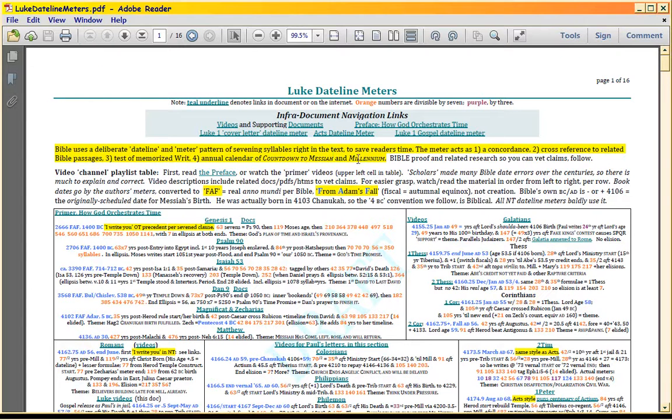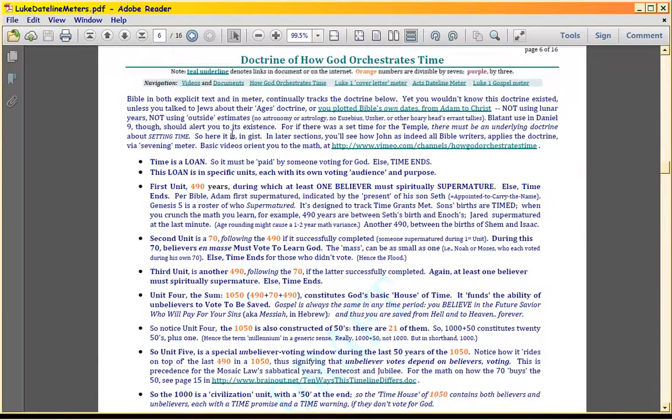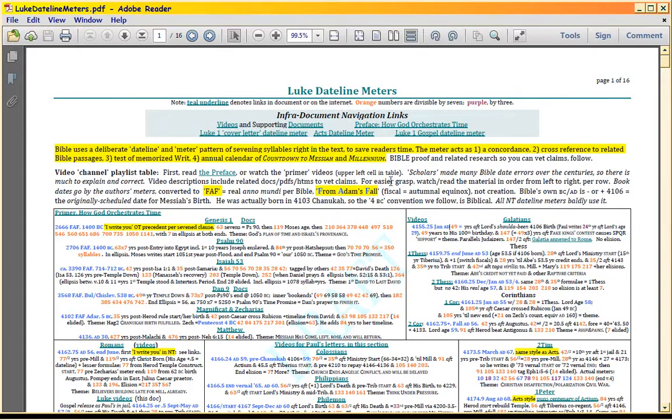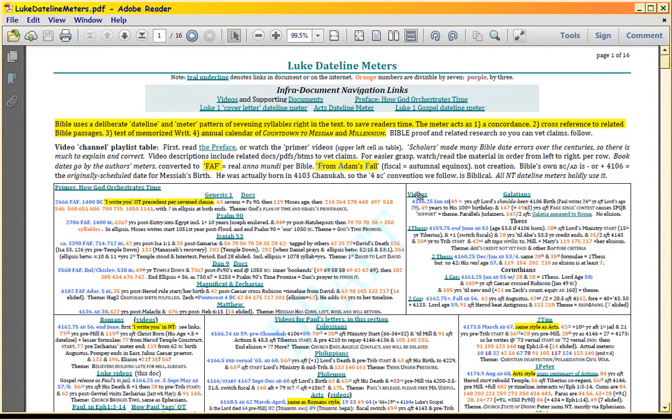If you can't wait to find out, there's a link on how God orchestrates time, right in here. You click on that link, and you'll find out some more about it, all right? I don't want to overburden you with all this detail, but it's kind of important to let you know that it exists. So take a second and look at that.